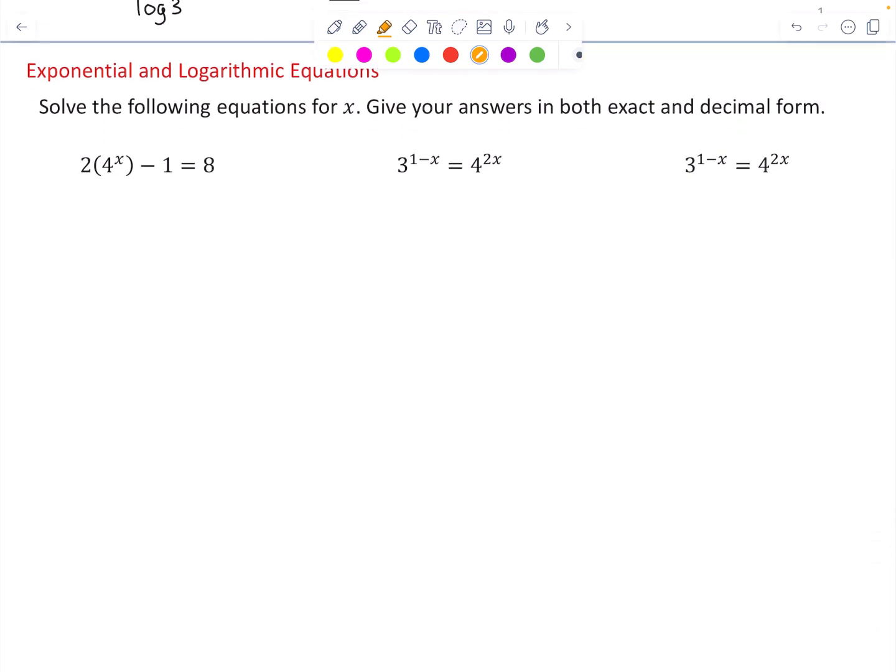Solve the following equations for x. Give your answers in both exact and decimal form. All right, for this first one, I do see an exponential statement right here. Now these parentheses around it are super important. If you don't have them, then this expression can be confusing.